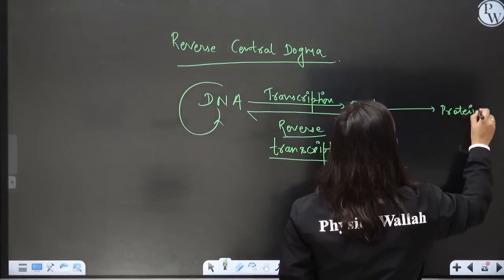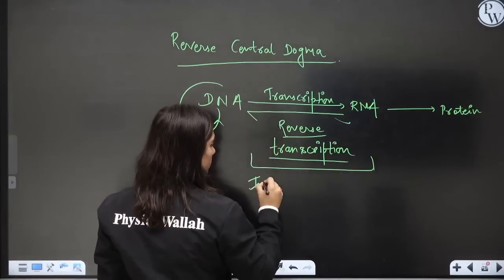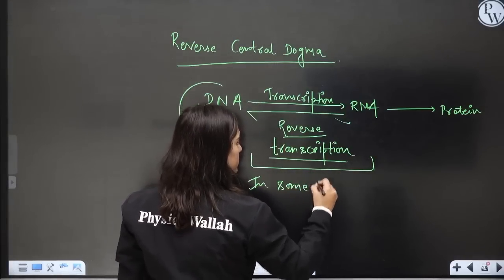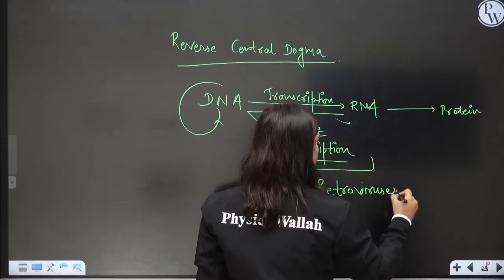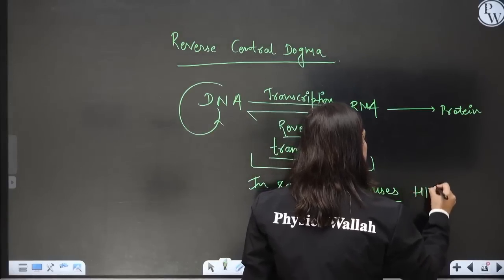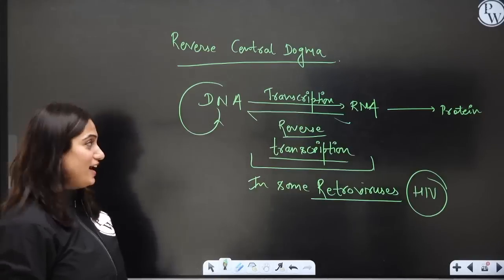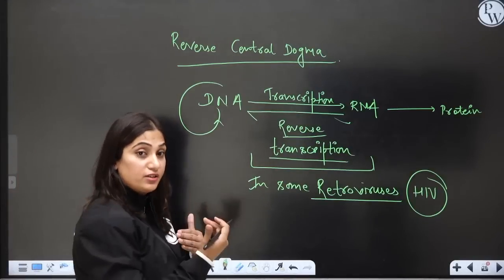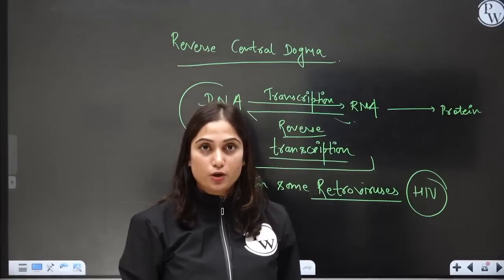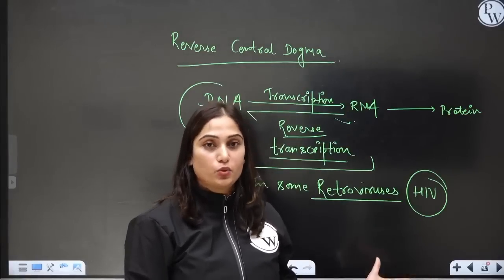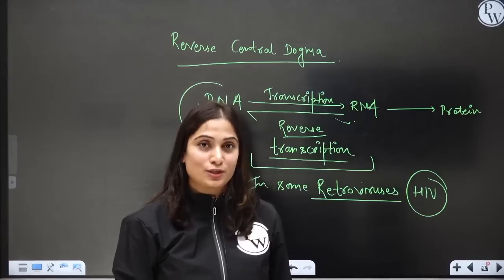Reverse central dogma theory says that in some cases, in some retroviruses like HIV, that is AIDS virus, it can be seen that the flow of information can be reversed, that is from RNA to DNA. Okay, this is reverse central dogma and can be seen in some retroviruses because they have a specific enzyme, that is reverse transcriptase, for this sort.